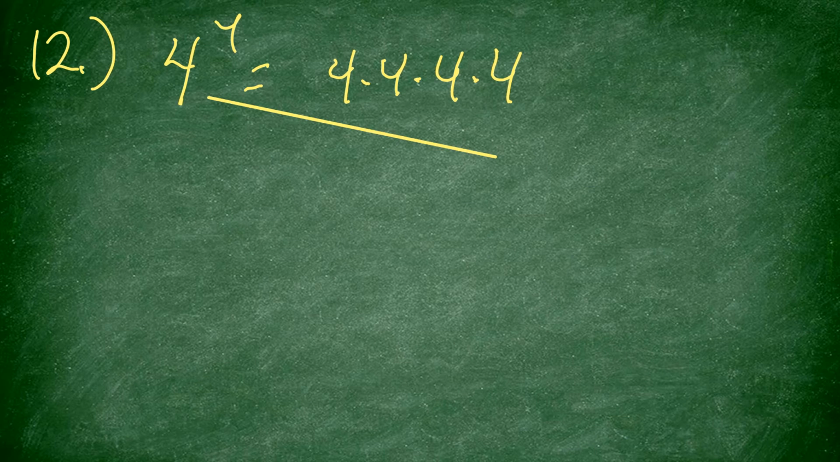12 is really simple. It's 4 to the 4th. So I have 4 to the 4th, which is 4 times 4 times 4 times 4. 4 times 4 times 4 times 4 is 256.